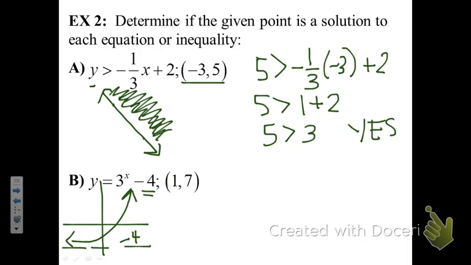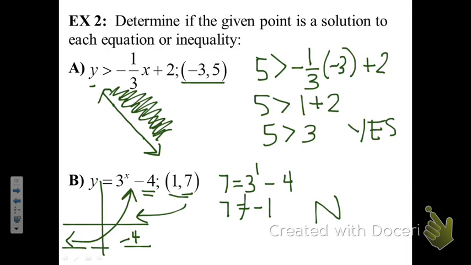We're going to replace the y with a 7, so it'll read 7 equals 3 to the x minus 4, replacing that x with the 1 and then solving it. 3 to the first is 3, minus 4 is negative 1. We can see that 7 does not equal negative 1, and so the point (1, 7) is not on our curve, and so this would be a no. It is not a solution.